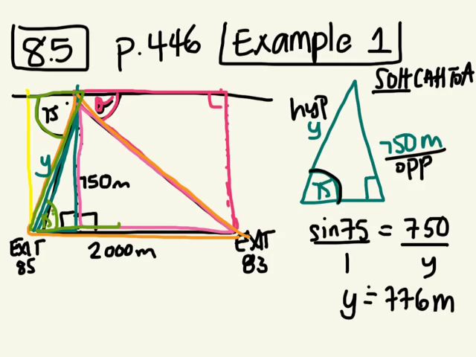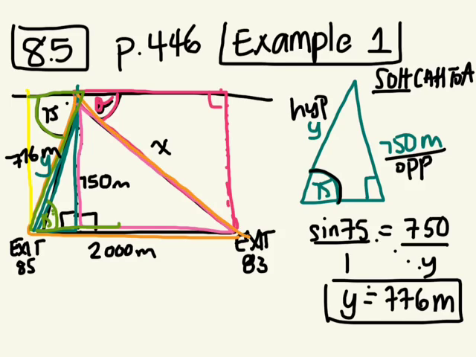Okay, when we solve for Y, cross multiply, and we get Y equals 776. How will that help us now? Look at the orange triangle. It's an acute triangle. I'm going to call this X. We have a side length, and an angle in between. Which equation are we going to use to solve for X? When you have 2 sides and an angle in between, what do you use? Cosine law. Good.